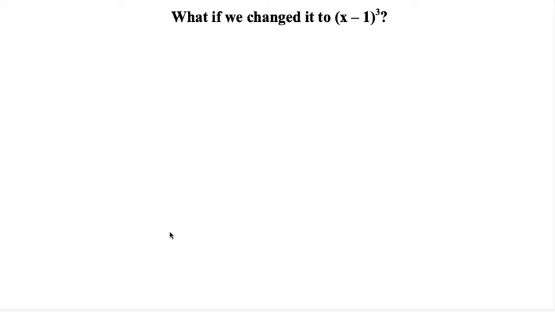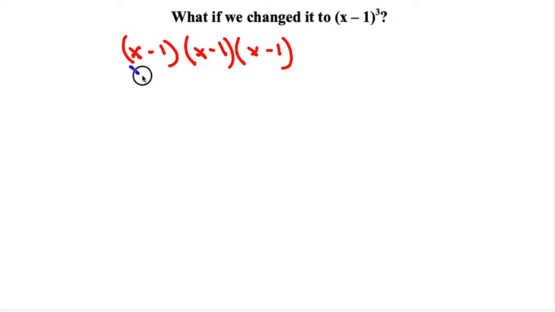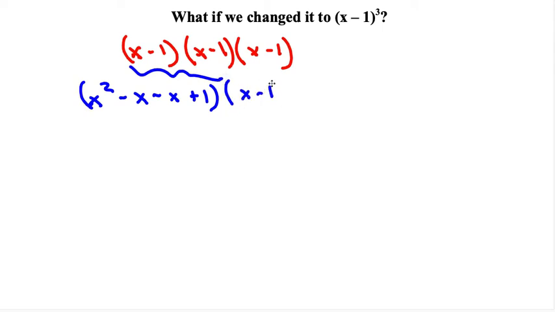What if we changed it to x minus 1 cubed? So the big difference there is we'd have x minus 1 times x minus 1 times x minus 1. Now this is going to be a little bit painful, but I'm going to go through step by step here so we can make sure that this is going to be x times x, or x squared, minus x minus another x, and then plus 1, because we have a negative 1 times a negative 1. And just so we don't forget, we're going to write that we're multiplying by x minus 1 still.